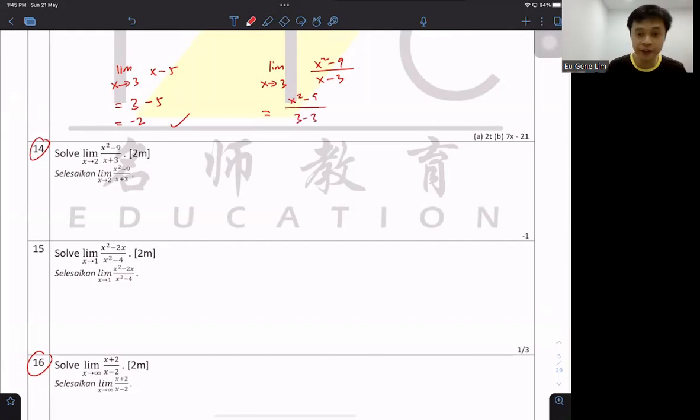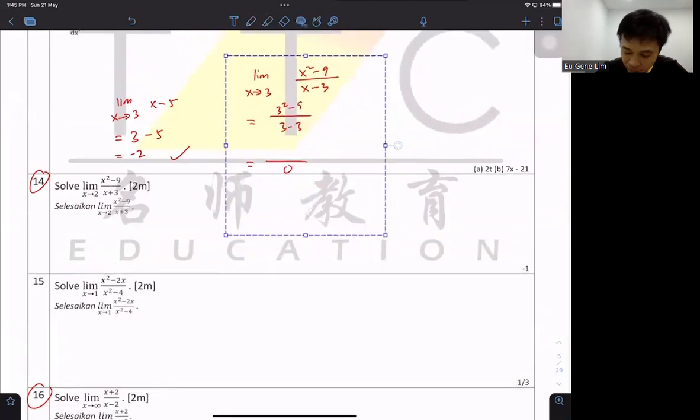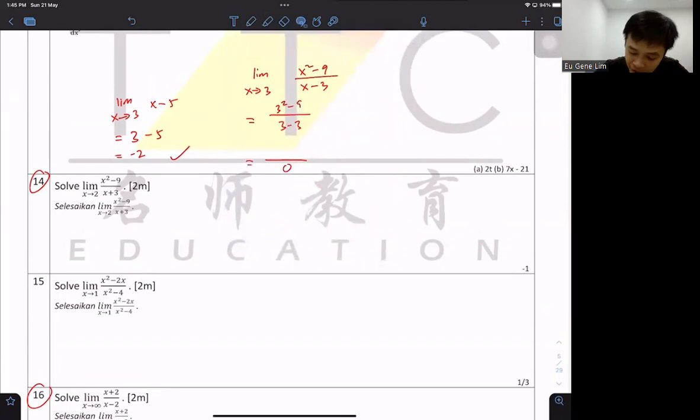Oh, you will get 3 minus 3 at the bottom. Like this, you cannot. Why? Because you will get 0 at the bottom. If you get 0 at the bottom and you press the calculator, no matter what number divided by 0, you get Math Error, right? This is where it becomes a bit more difficult. So you cannot have Math Error.